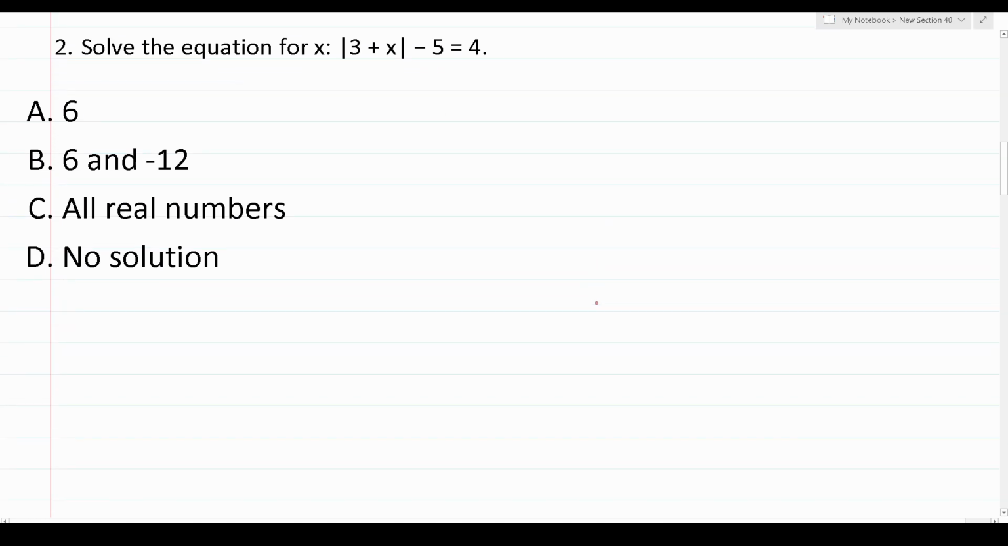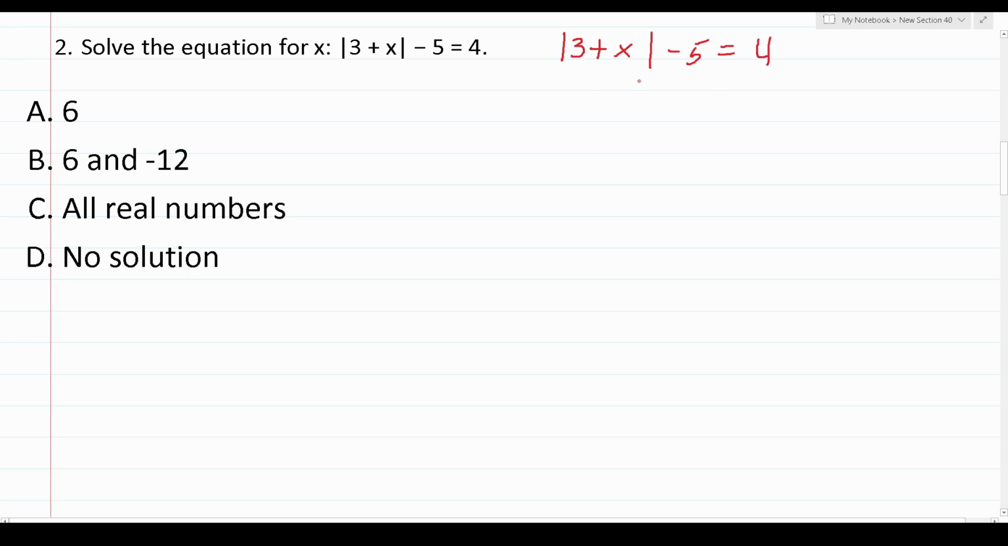All right, number 2 says solve the equation for x. We have the absolute value of 3 plus x minus 5 equals 4. All right, so the very first thing you want to do when you're dealing with absolute values is isolate the absolute value on one side of the equal sign. So let's go ahead and do that first. Again, I'm going to start by copying this one down. We have the absolute value of 3 plus x minus 5 equals 4.